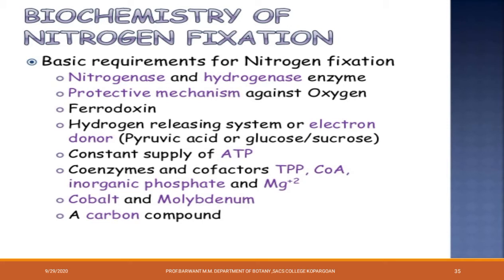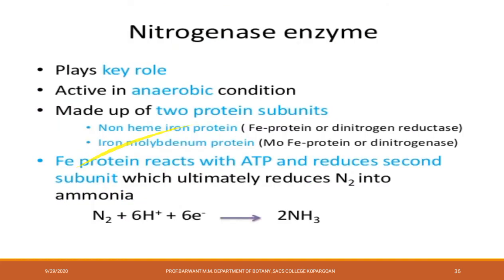Constant supply of ATP, coenzyme cofactor TPP, CoA, inorganic phosphate, Mg2+, cobalt, molybdenum, a carbon compound. Those are the chemical compounds required for nitrogen fixation. Let's see what the nitrogenase enzyme is.